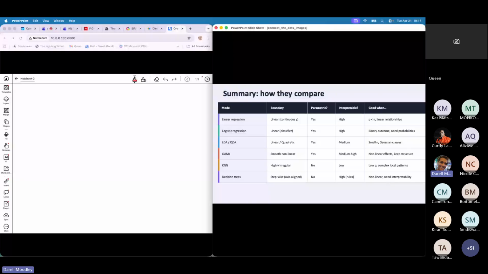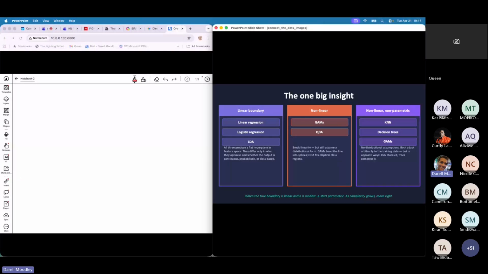All right, and then this is the last slide. And here is just a summary of whether they're linear, nonlinear, and parametric. You can ignore QDA, oops, no QDA, we're not going to cover that. GAMs is nonlinear, as are decision trees. GAMs and KNN all fall under non-parametric, and linear regression, logistic regression, and LDA all fall under linear boundary algorithms.